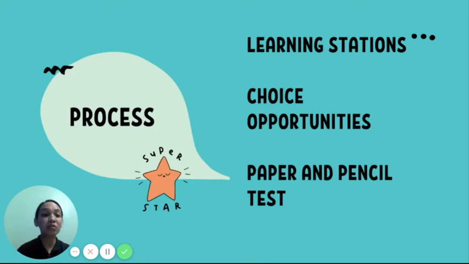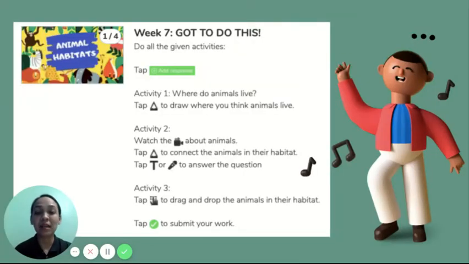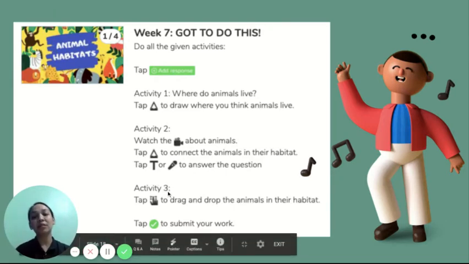So students get to choose their own pathway on how they will complete their learning. So here is my sample work. Okay, this is an activity on animal habitats. I have provided 3 activities for them: Activity 1, Activity 2, and Activity 3.